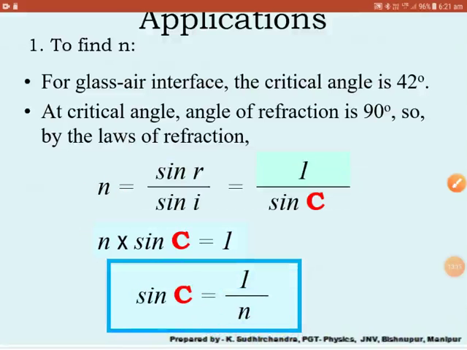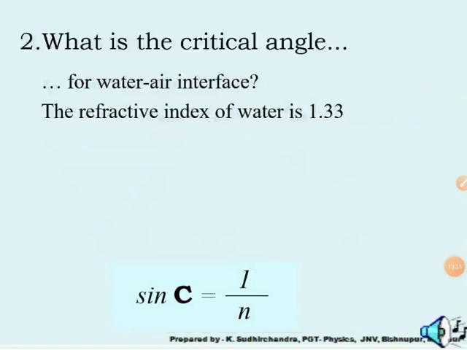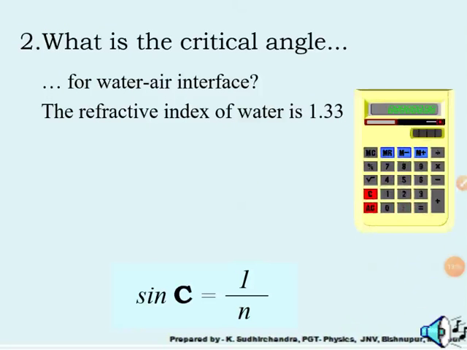But in the next slide I will give you the critical angle also, if you know the refractive index. This is the expression to find out the refractive index if you know the critical angle. Got it? If you know the value of C and you want to find out the refractive index of the denser medium, then you can use this formula. And similar to that, in the previous equation, you can also find out the critical angle if you know the refractive index.